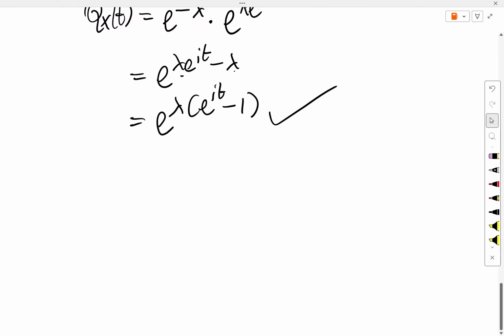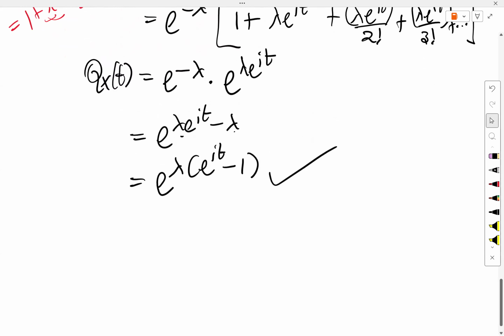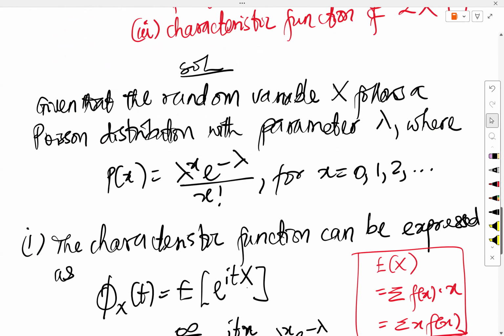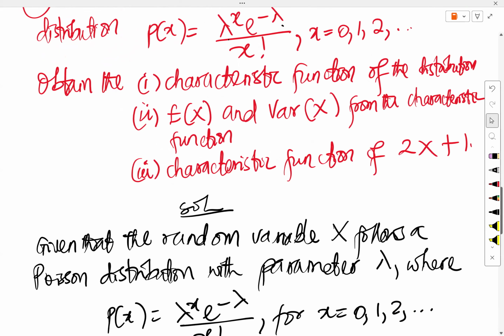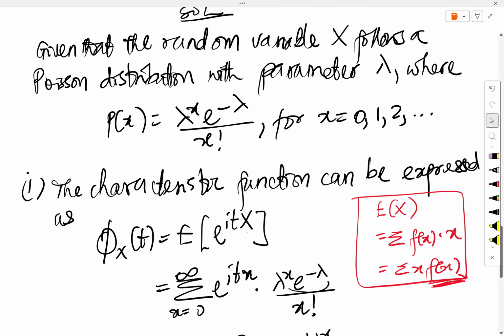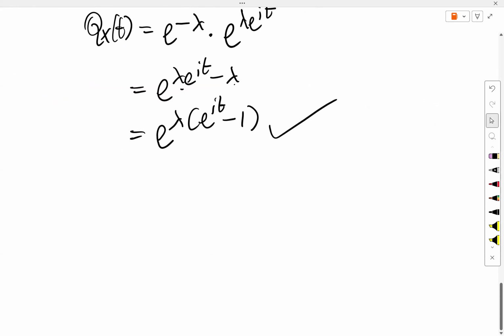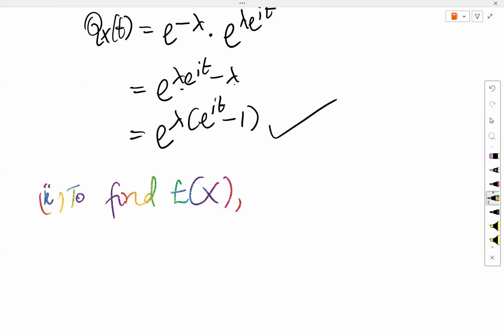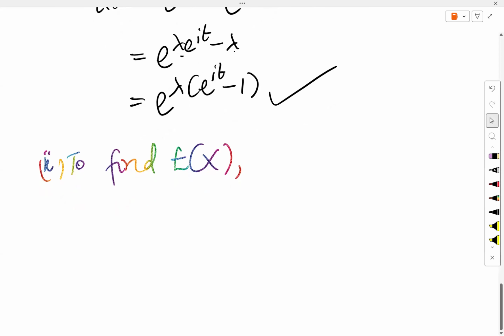The second part is what we want to find. For the second part, we need the expectation of x and the variance of x from the characteristic function. Now we've got the characteristic function, right? So to find the expectation of x, it's simply the expectation of x.